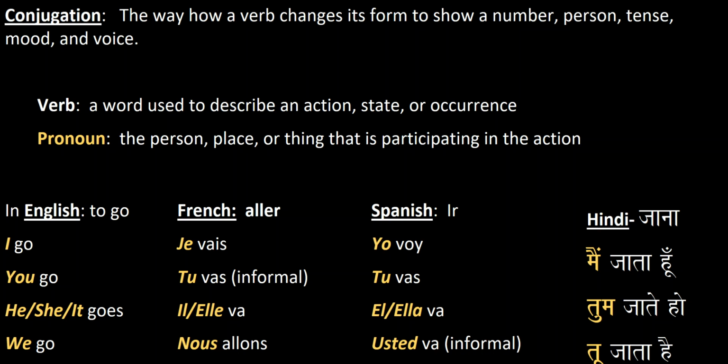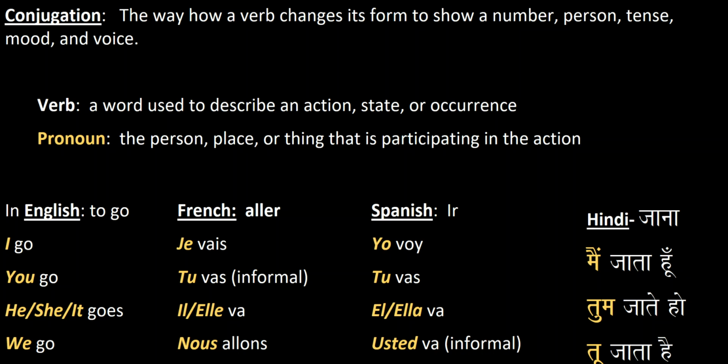Let's take a look. Conjugation is the way a verb changes its form to show number, person, tense, mood, and voice. Now, what is a verb? A verb is any word that is used to describe an action, state, or occurrence. An example of a verb would be walking, standing, sitting, to talk, to walk, okay? To talk, to walk, these are the infinitive forms of the verb.